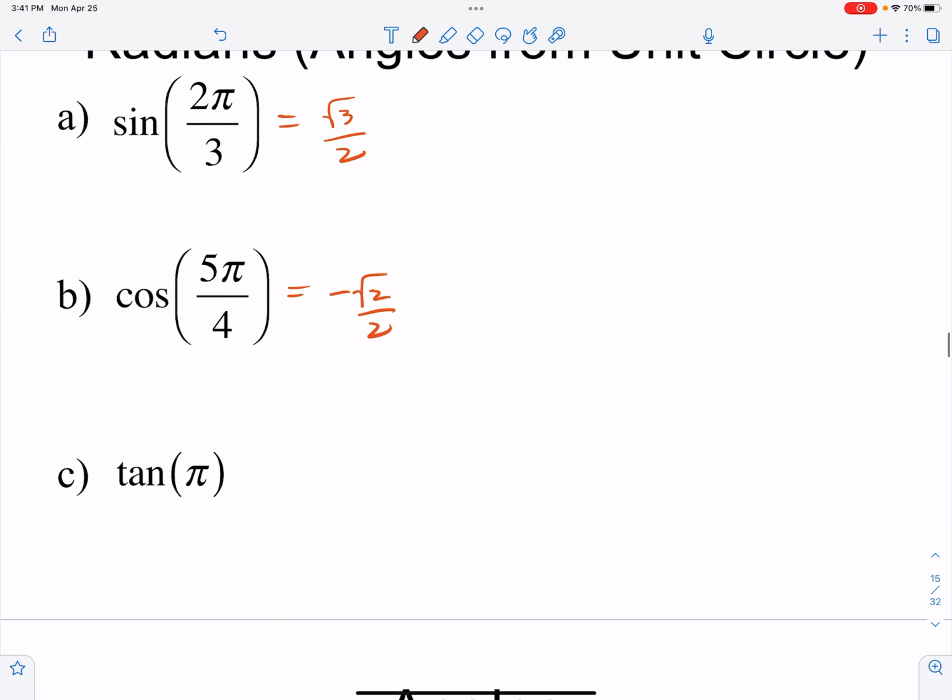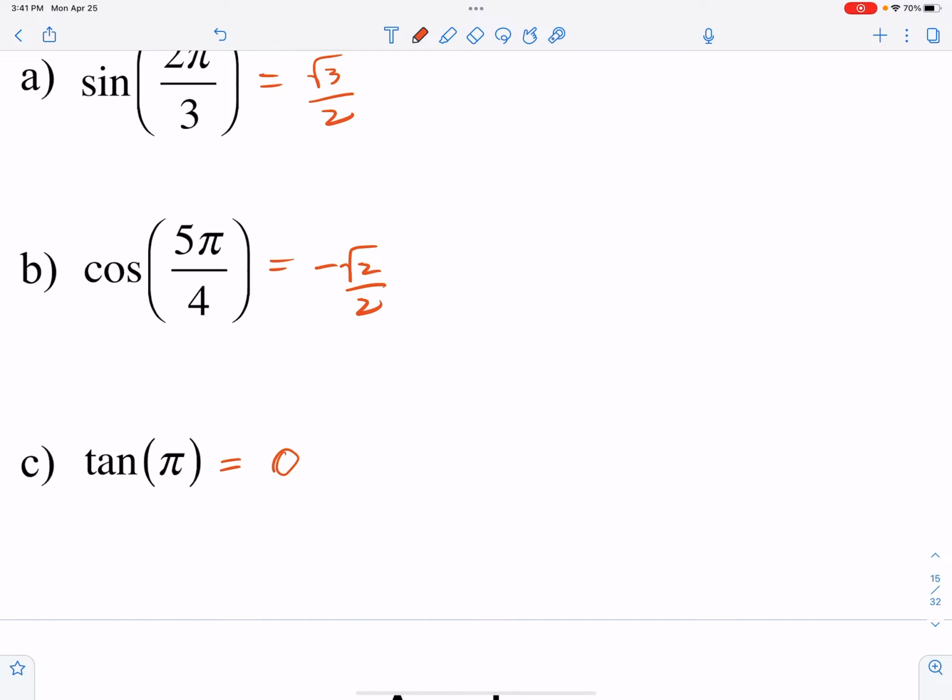And then tangent of pi, I'm thinking about where pi terminates, which is the negative x-axis. And the point on the unit circle that corresponds to pi would be negative 1, comma 0. Tangent is y over x, or sine over cosine, which would be 0 over negative 1, or just 0.